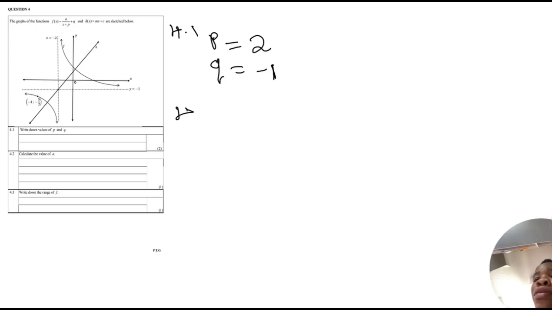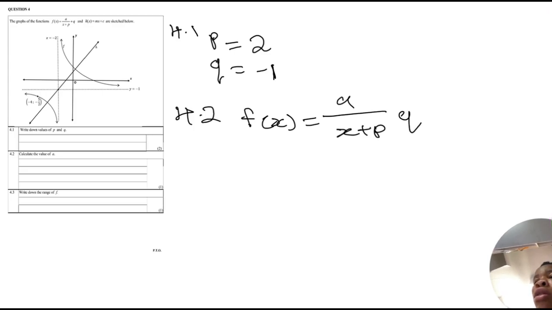Then 4.2, they are saying calculate the value of A. Now we have the value of P, the value of Q. They want the value of A. f of x is equal to A all over x plus P, plus Q. Therefore, let's just take any point on the graph. We'll take this one.